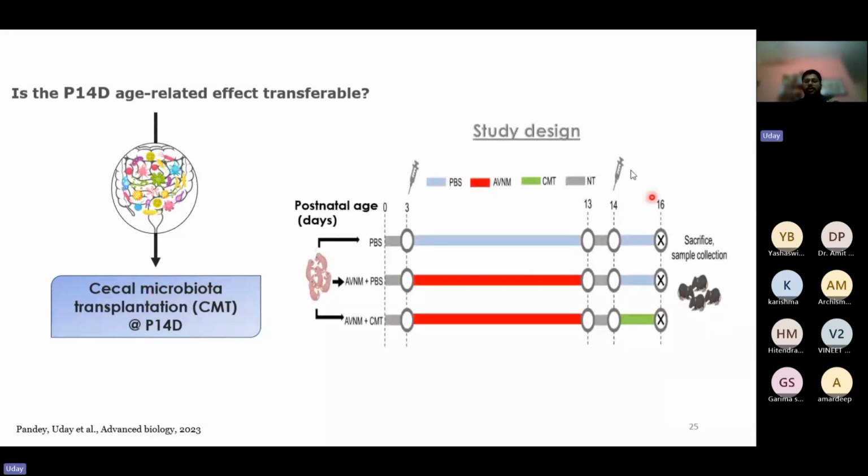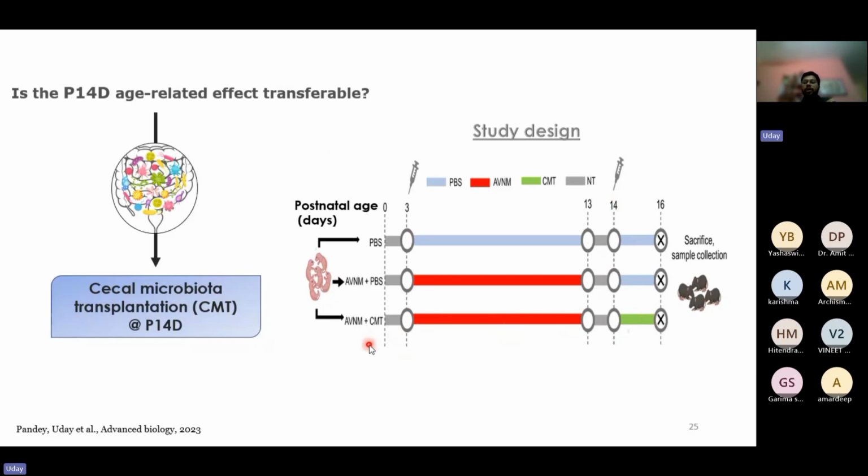Here is the snapshot of the study design. There are three groups. One is the PBS group, where we did nothing; we just supplied PBS. One is the AVNM plus PBS group, where we perturbed the microbiota till 13 days using AVNM, and after that we gavaged with PBS. In the third group, we actually transplanted the microbiota. We perturbed the microbiota with AVNM, and after that, from postnatal day 14 to 16, we gavaged with the control microbiota population.